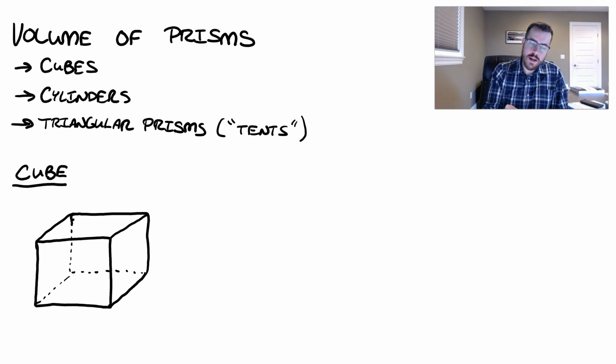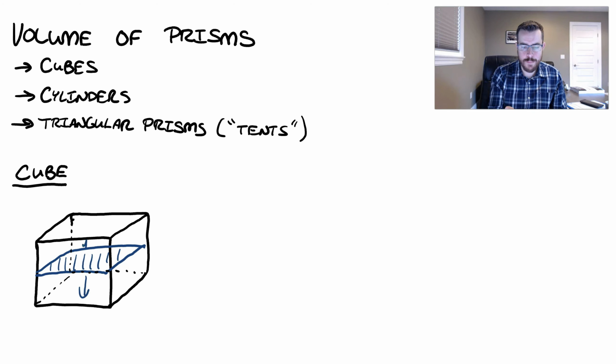Well, if we think about a cube here, you see how your base shape, which I'm going to do on the bottom, is just a square? If you think about this, the whole cube is just made up of a bunch of squares stacked on top of each other. So we're taking these squares and stacking them up and down to fill up that entire thing.